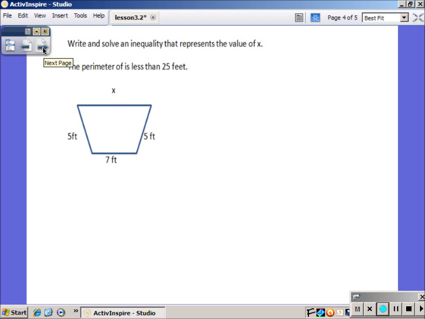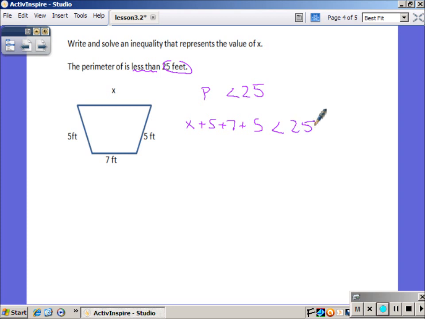So to apply our inequalities, it asks to write and solve an inequality that represents the value of x. So we're told that the perimeter is less than 25 feet. So, less than, we can insert our inequality symbol, and the perimeter has to be less than that 25 feet. Well, how do you get the perimeter of a figure? Exactly, add up all of those sides. So if I add up the sides, doesn't matter what order, x plus 5 plus 7 plus our last side, which is also 5, that has to stay less than 25.